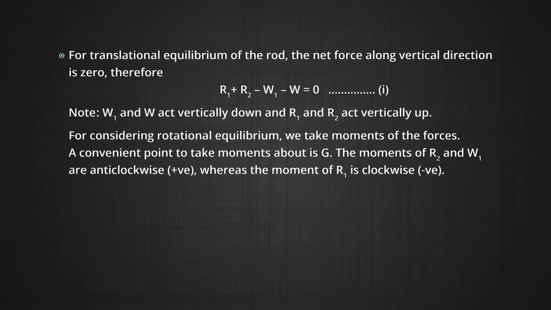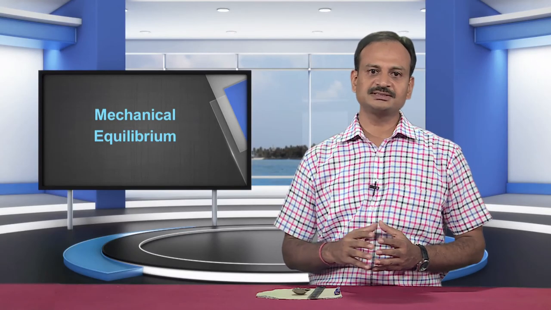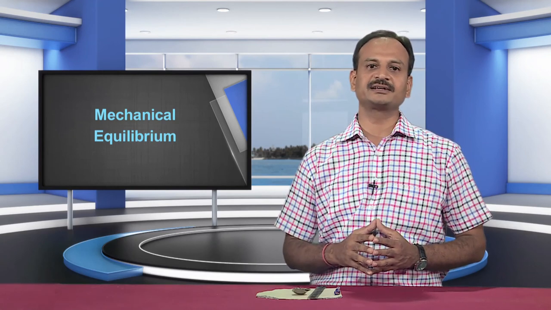For considering rotational equilibrium, we can take moments of forces about a convenient point, let that point be capital G. The moments of R2 and W1 are anticlockwise, hence they are taken to be positive, whereas the moment of R1 is clockwise. For rotational equilibrium, the net torque is 0, hence we can write minus R1 into K1G plus W1 into PG plus R2 into K2G is equal to 0. This gives us equation 2. Remember here the angle between the forces and the position vectors where the forces are acting is 90 degrees, and negative signs are taken for clockwise torques while positive signs are taken for anticlockwise torques.